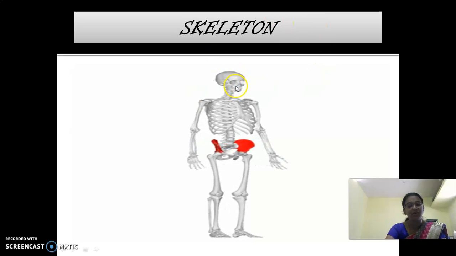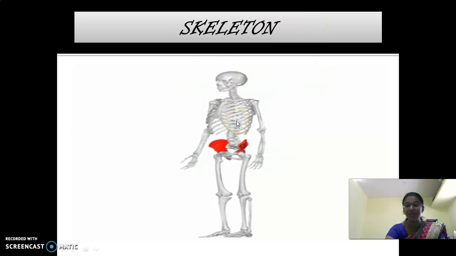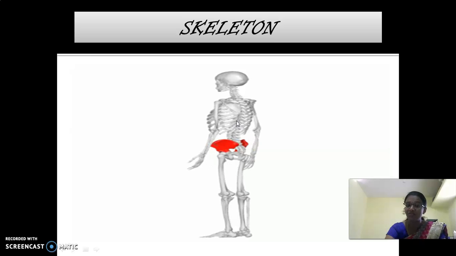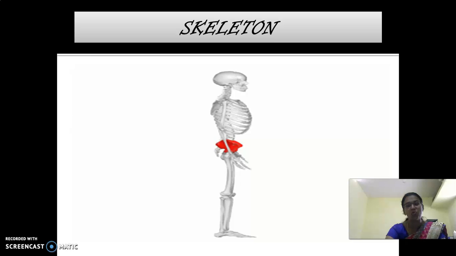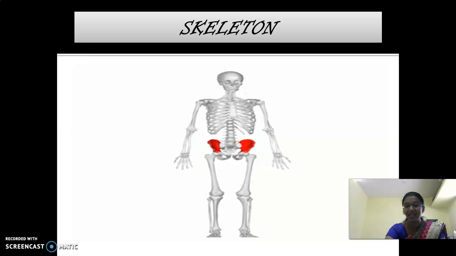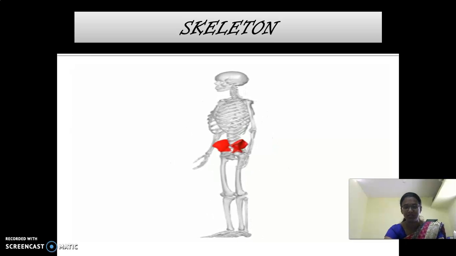So these are all some of the points about bones. And then this rib cage. How many pairs of ribs do we have? Totally 12 pairs, 24 bones. 12 pairs and then 24 bones.